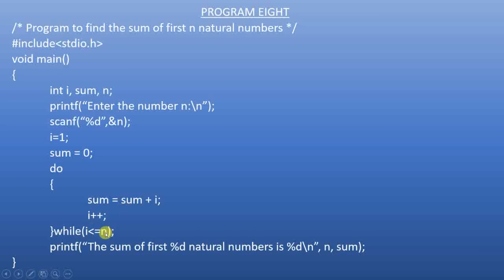5 less than or equal to 5, that is correct. Add 5 to 10, the sum will be 15. Increment, I will become 6. 6 less than or equal to 5, it is false. You come out of the loop. This is how the loop is executed. So this is an exit controlled loop.